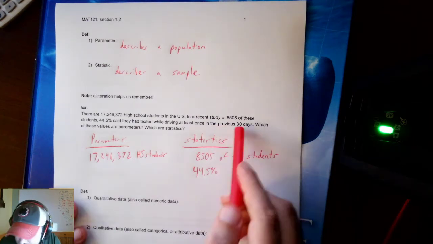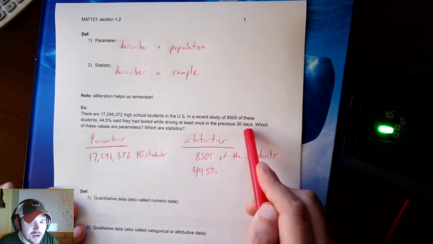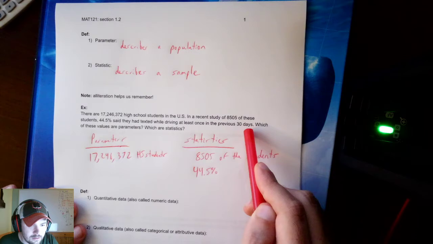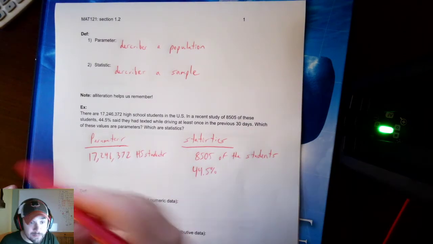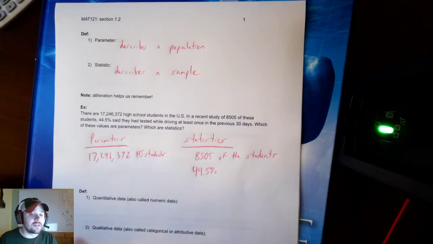And then the next number is 30 days. Is that a parameter or a statistic? Neither. It's not describing either the sample or the population, right? It's just part of the study. That was the time frame they wanted to look at. That is neither a parameter or a statistic. That is just an arbitrary number signifying the time frame of the study, right?